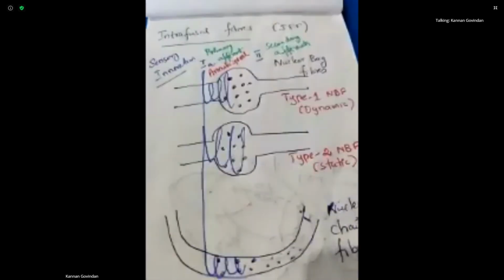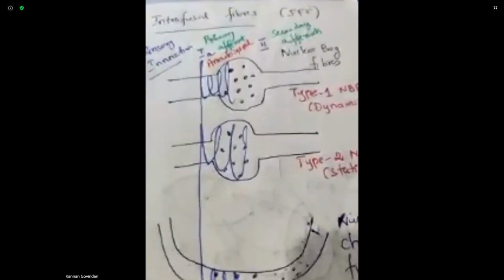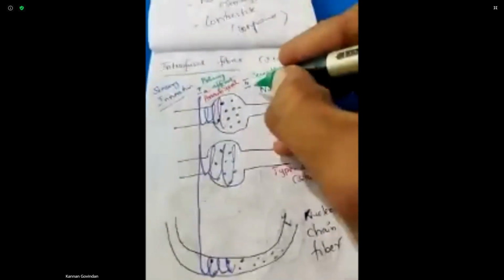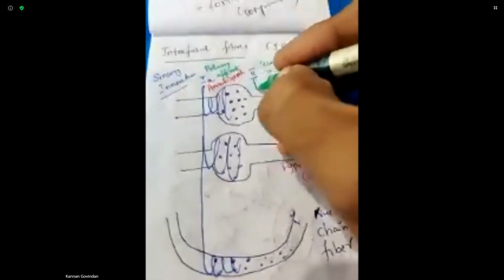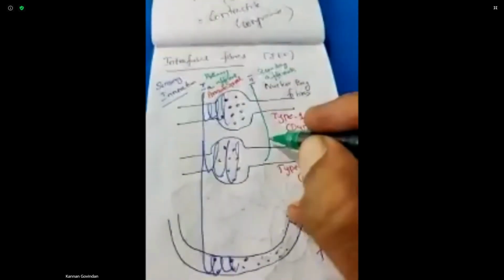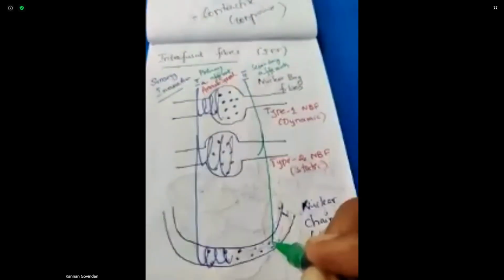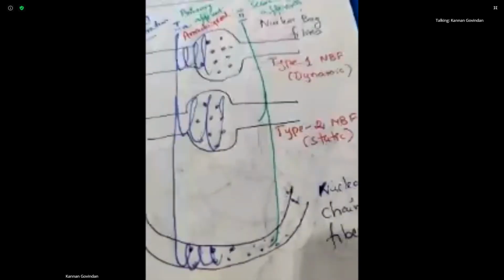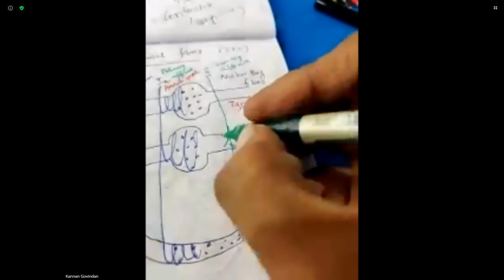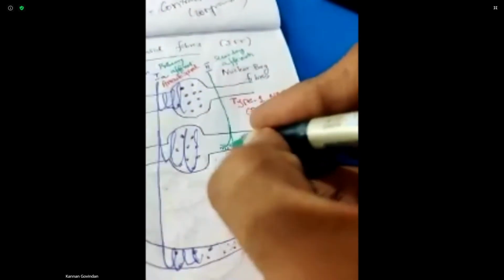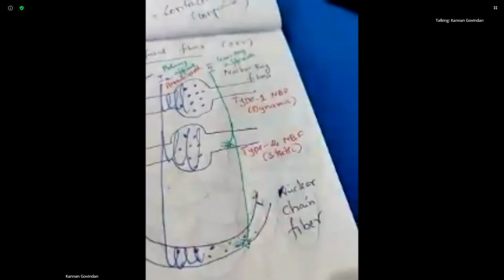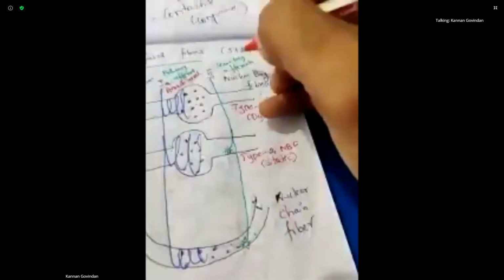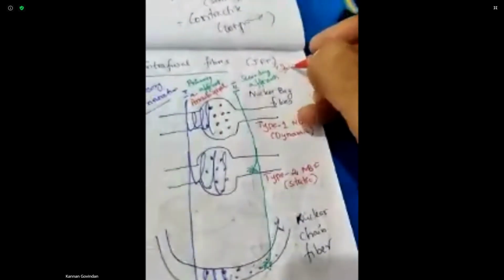Now coming to type 2 fibers, these will not innervate the dynamic bag fiber. They innervate only the type 2 bag fibers and nuclear chain fibers. They end like this, like a spray. These endings are called flower spray endings.